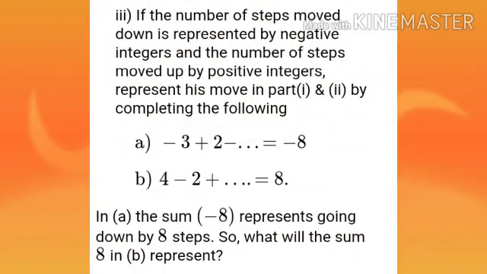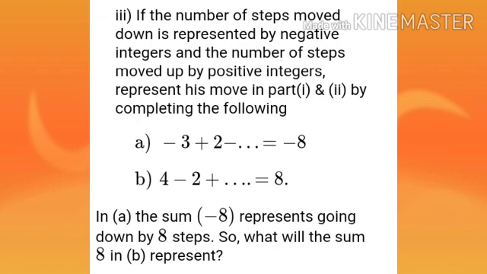Here is the third subdivision. If the number of steps moved down is represented by negative integers and the number of steps moved up by positive integers, represent his moves in part 1 and part 2 by completing the following. From part 1 and part 2, we have to give the solution for the following questions. In subdivision A, the sum of minus 8 represents going down by 8 steps. So what will the sum 8 in subdivision B represent?